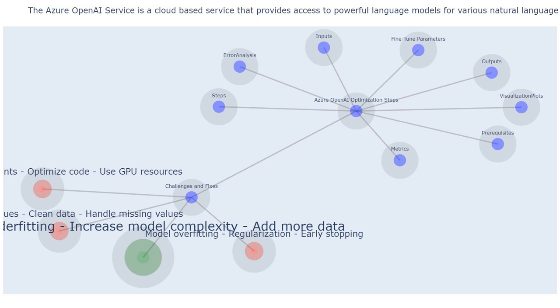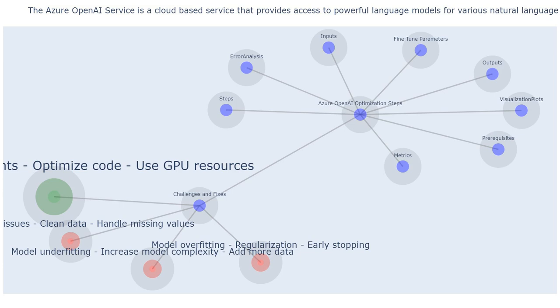Model underfitting occurs when the model is not complex enough to learn the patterns in the training data. This results in poor performance on both the training data and unseen data. Increase model complexity involves using a more complex model with more parameters or layers. This can help the model learn more complex patterns in the data. Add more data can also help to improve the model's performance by providing more examples for the model to learn from. This can help the model generalize better to new data.